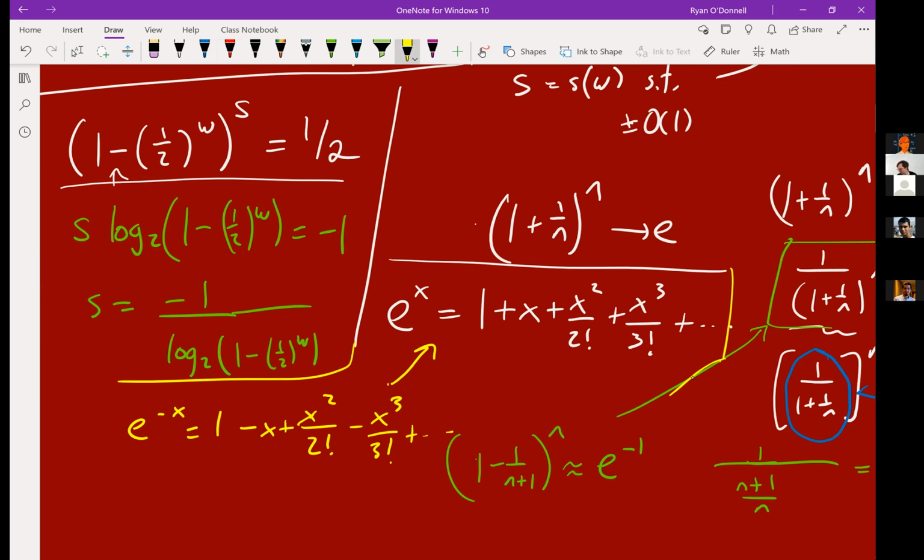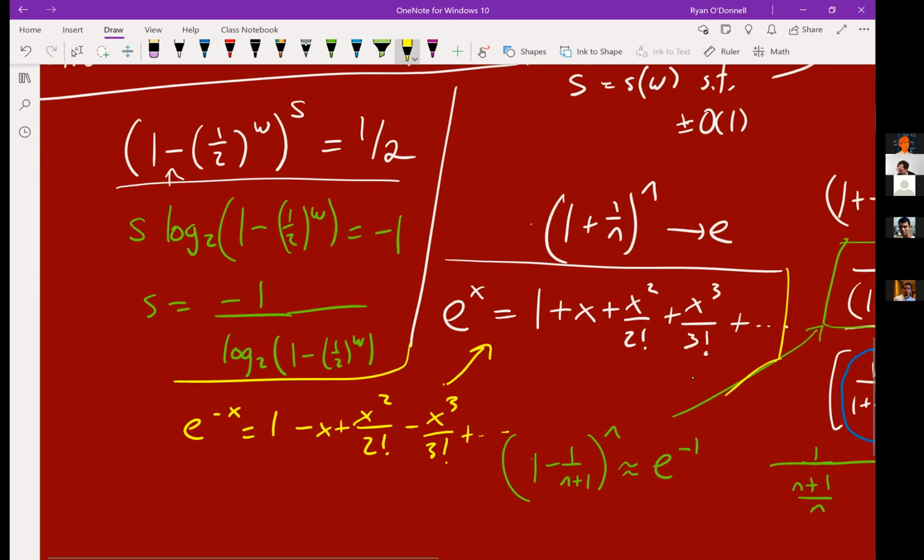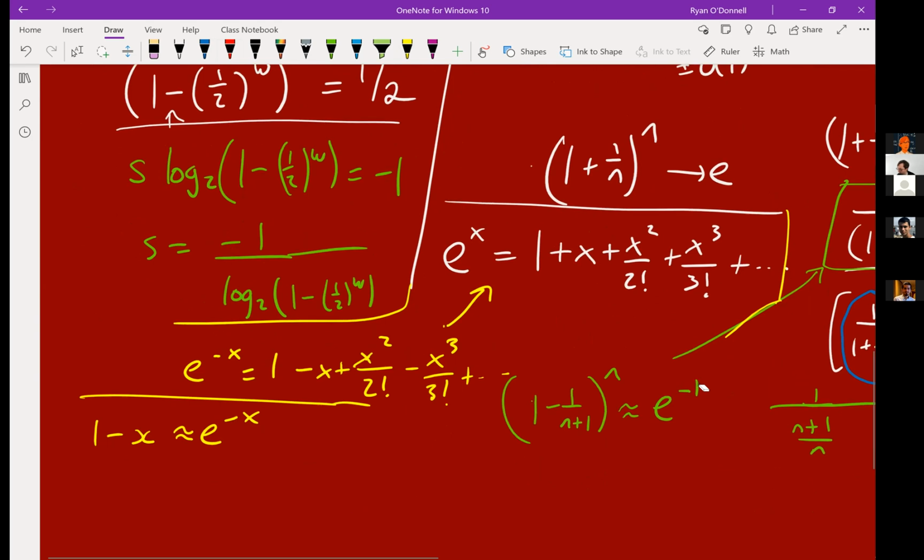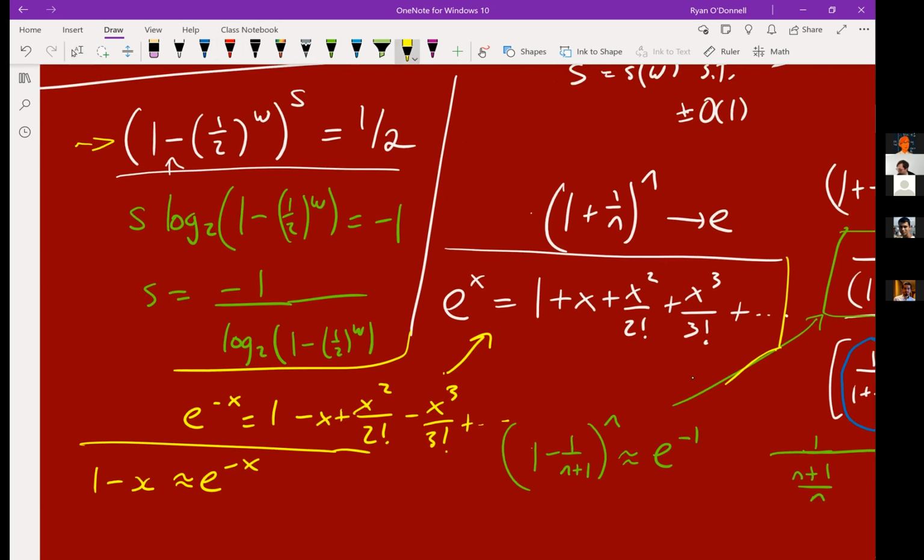So do you see how this might help? Yes, now it seems closer to a solution. Seems closer, right? Your first instinct is, okay, great. So 1 minus x is approximately e to the minus x. This is kind of our favorite approximation in the world. 1 plus x is approximately e to the x, but I replaced x by minus x. So that may make you feel good here.